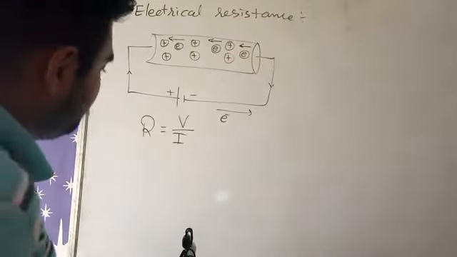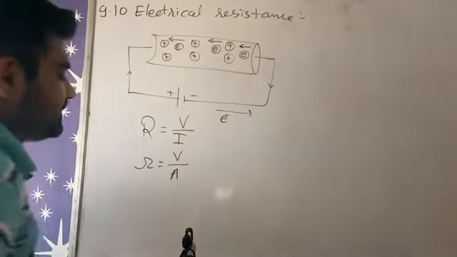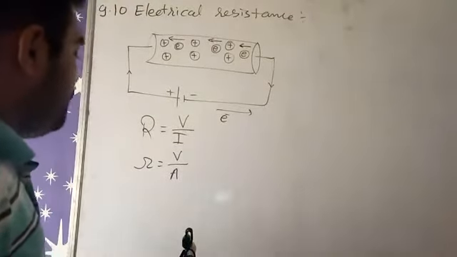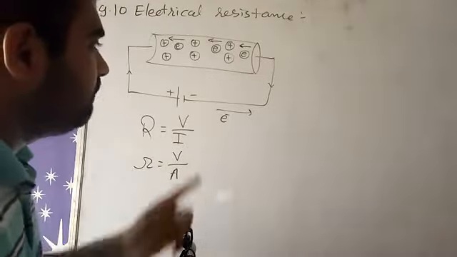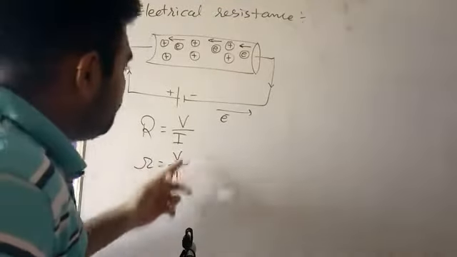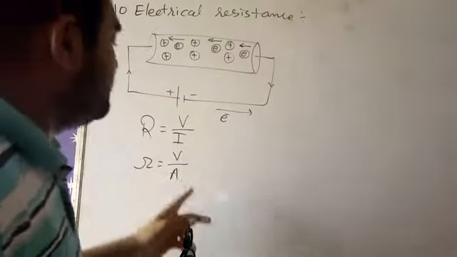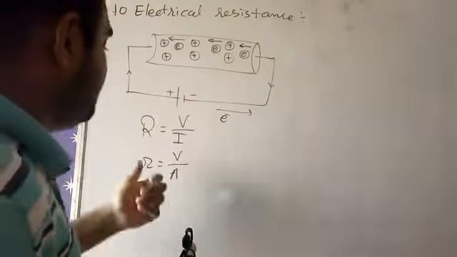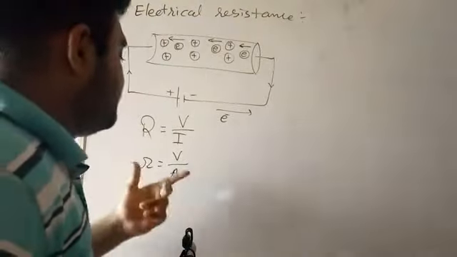Now the unit of resistance is ohm, which is equal to volt upon ampere. So we have two ways of writing the unit of resistance. Now the definition of 1 ohm: whenever we apply 1 volt to the conductor and the current flowing through that conductor is 1 ampere, the resistance of that conductor is 1 ohm, right? So that is the resistance unit.